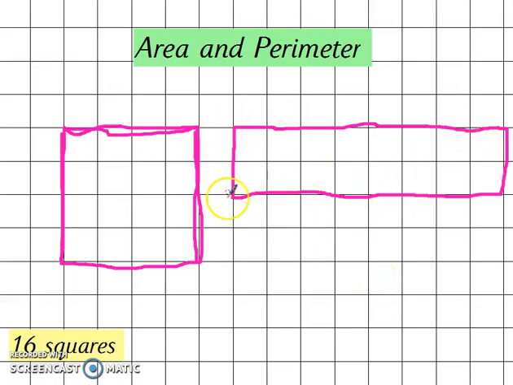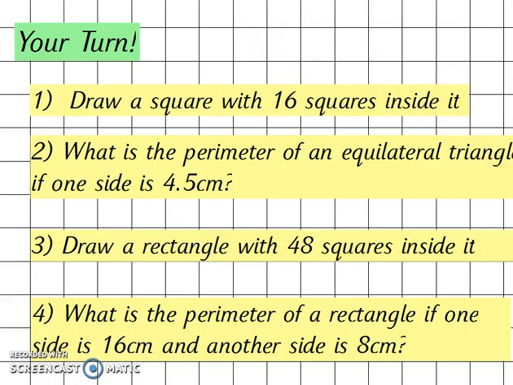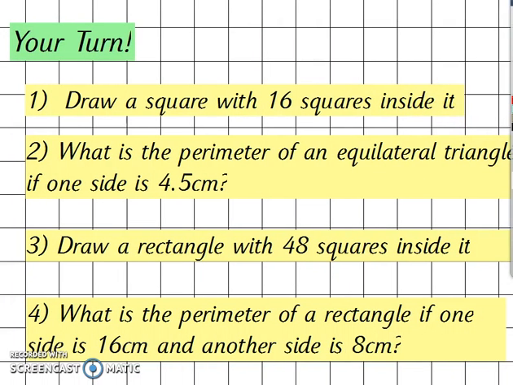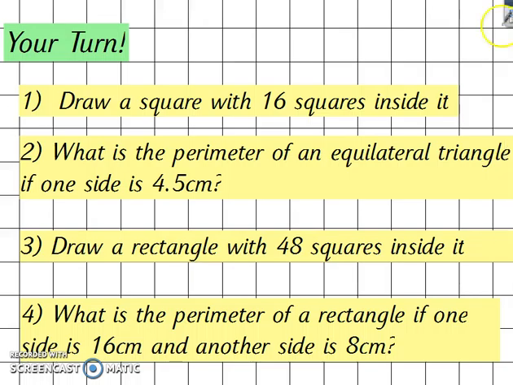It doesn't matter if you do 2 down and 8 across or 8 down and 2 across. It will give you the same area. So this is something that I would like you to have a little practice at for your quiz. These are the 4 questions I would like you to try out. Number 1, I'd like you to draw a square with 16 squares inside it. So the area of the square is 16.